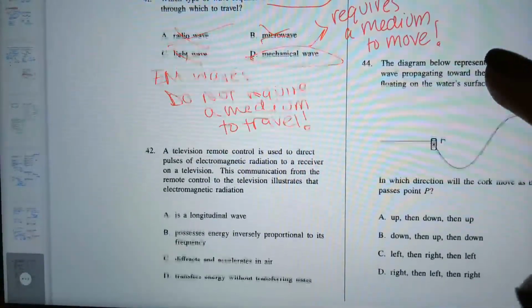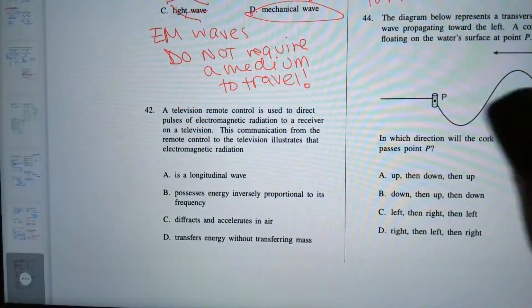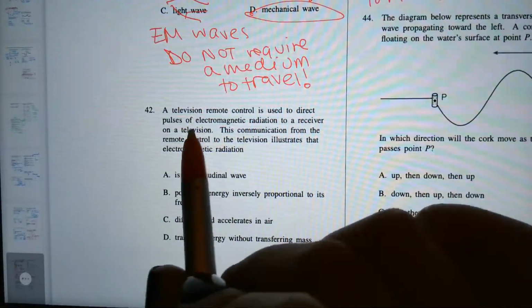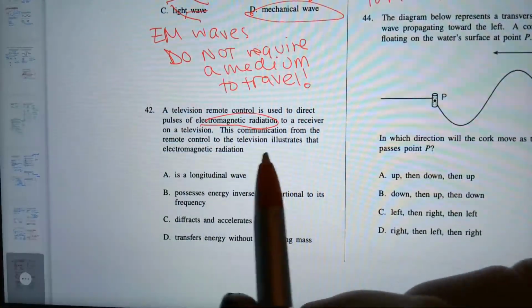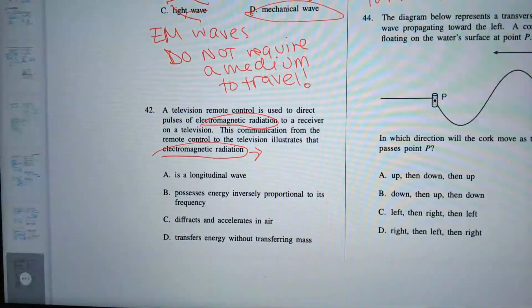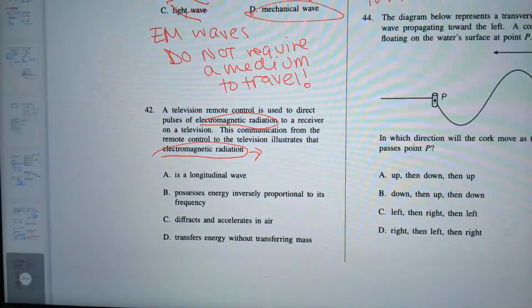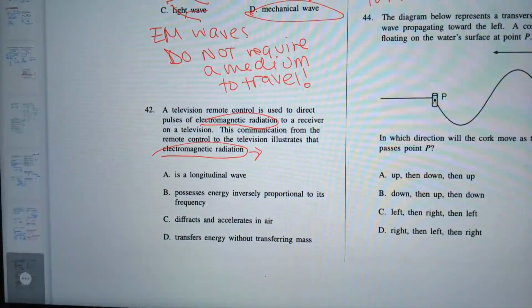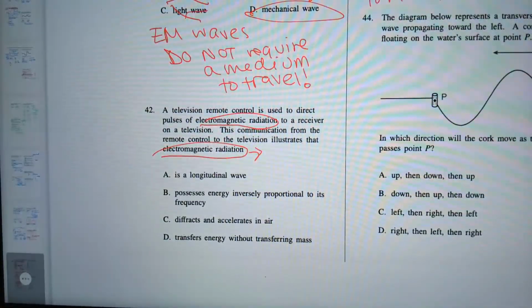Number 42. A television remote is used to direct pulses of electromagnetic radiation to a receiver on a television. This communication from the remote control to the television illustrates that electromagnetic radiation. First of all, the type of electromagnetic radiation is actually infrared. Your iPhone actually has a filter on it. If you have your camera facing you and click buttons on the remote control, your phone has a filter and you'll actually see the red beam come out of the television remote. It's actually a pretty cool demo.